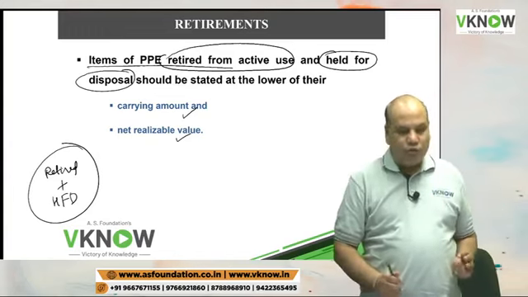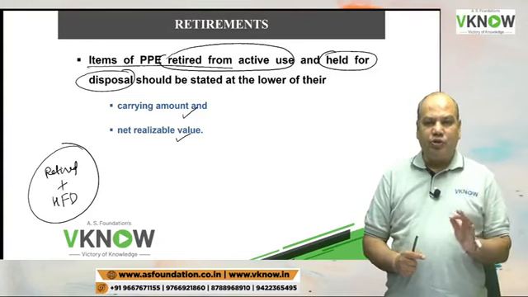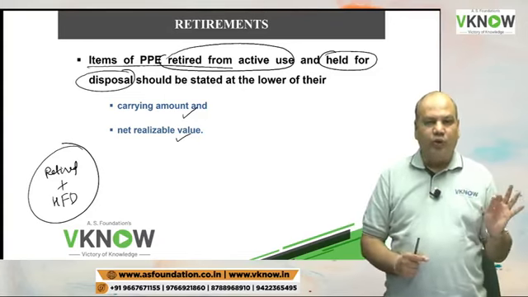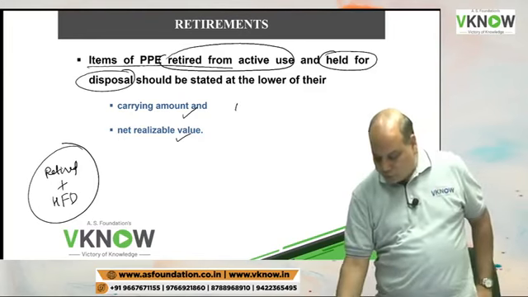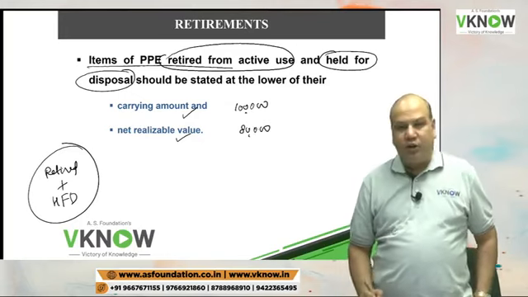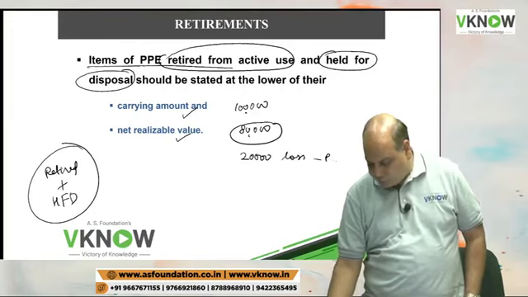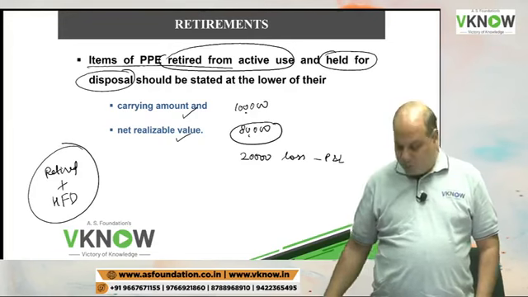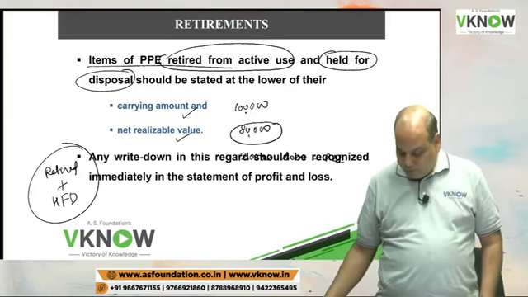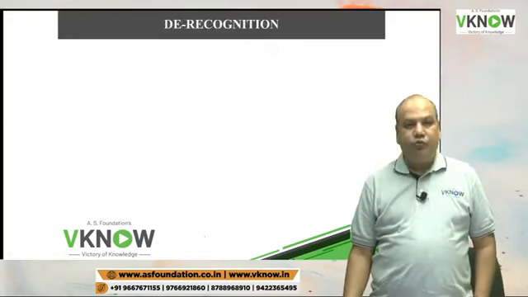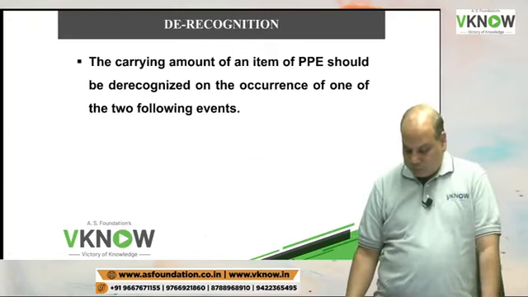So if somebody asks you how will you value an asset which is retired from active use and held for disposal, lower of the two. Suppose this laptop's carrying amount is 1 lakh and I am going to realize only 80,000 rupees, I will value it at 80,000 and the 20,000 loss I will transfer to P&L account. So any write down, in our example 20,000, will be recognized in P&L account.